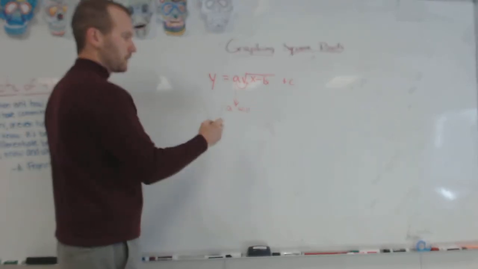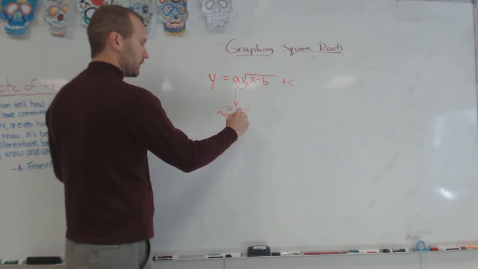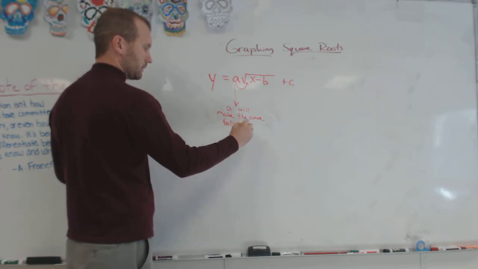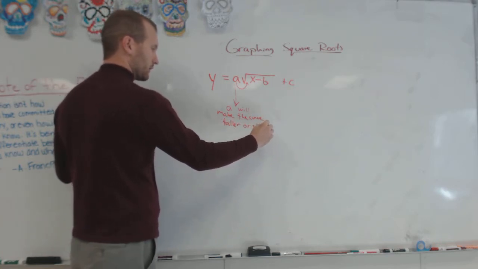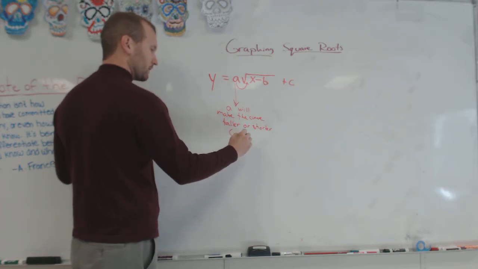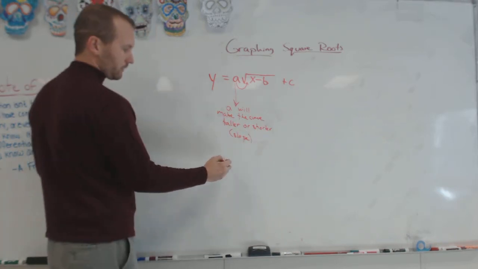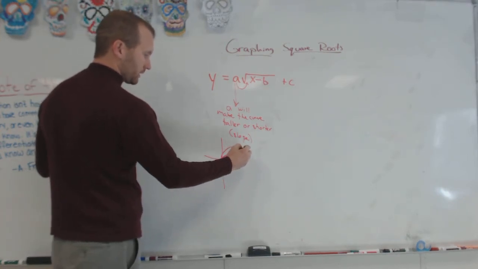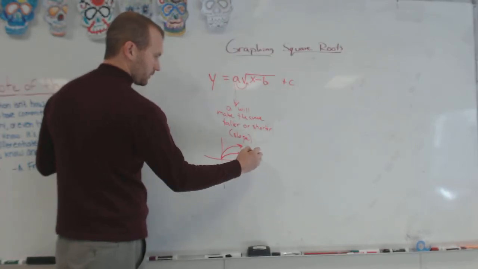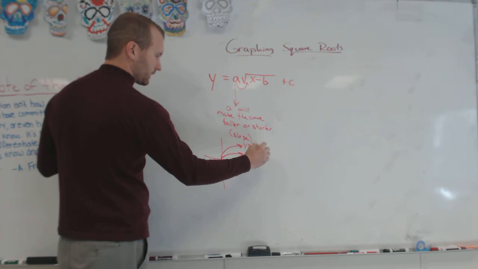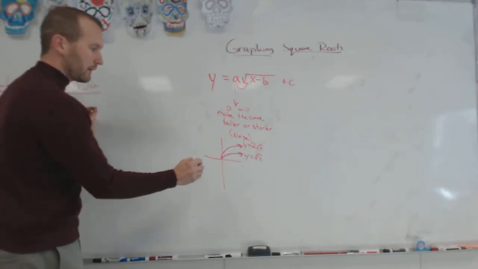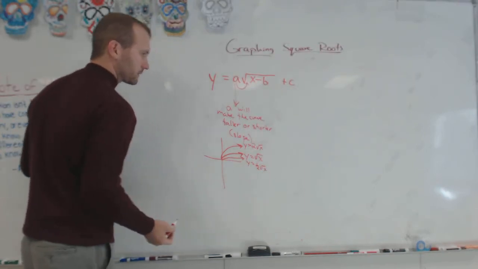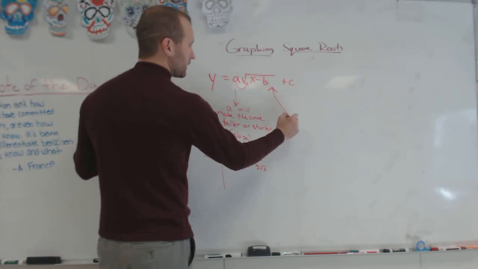So the a will make the curve taller or shorter. Right? So think slope. This was y equals the square root of x. This was y equals 2 square roots of x. Just twice as tall. And then this was y equals 1/2 square root. The b, what is the b going to do?